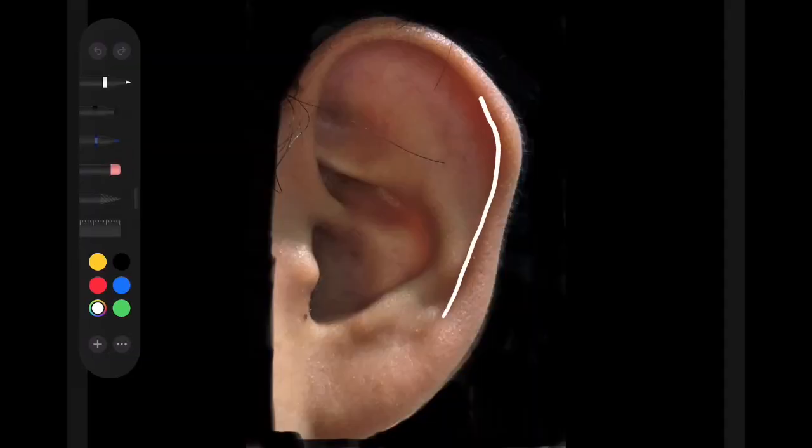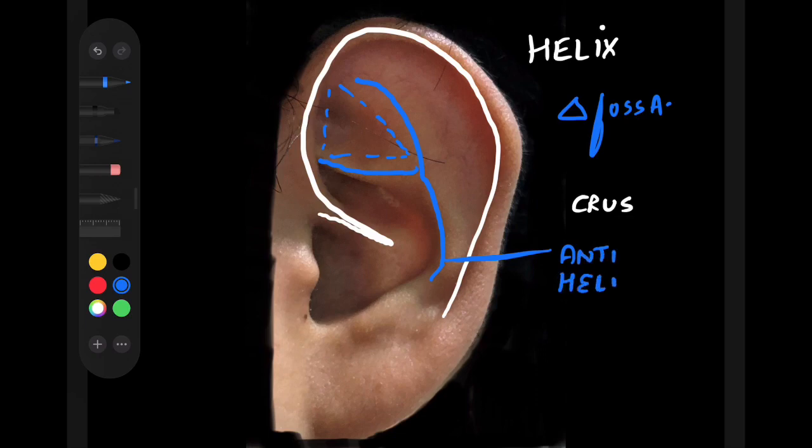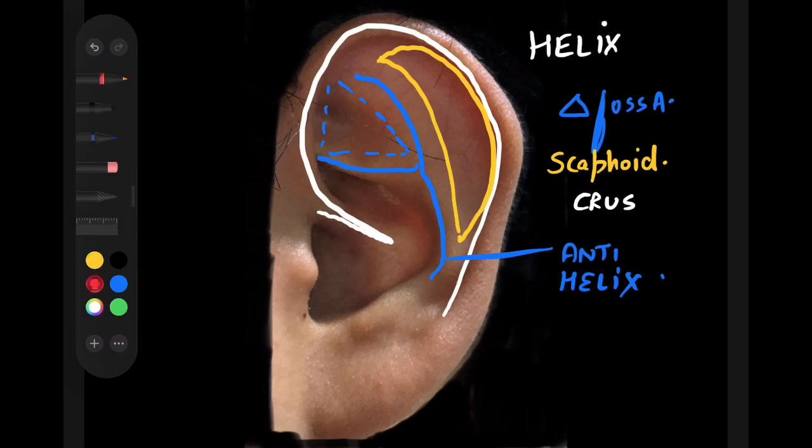So we'll start drawing. The outermost elevation is called the helix. Now see, the helix comes down anterior superiorly and forms this crus. This is called the crus of the helix. Now one more elevation which is parallel to this and splits superiorly is called the antihelix. It splits superiorly to form a triangular fossa. Now this is the antihelix. Now just behind this antihelix, between the helix and antihelix, there's a boat-shaped depression which we have called the scaphoid or scapha.